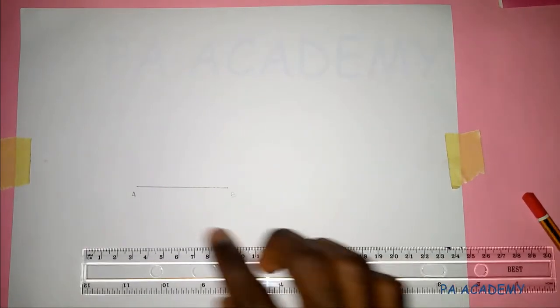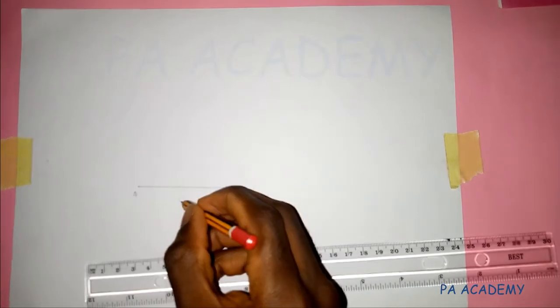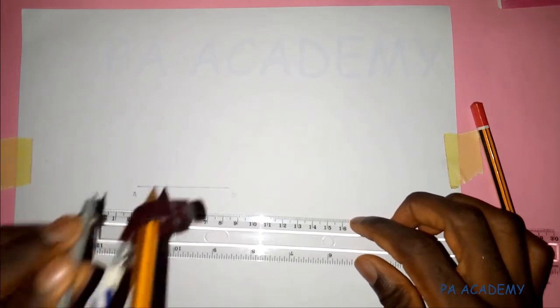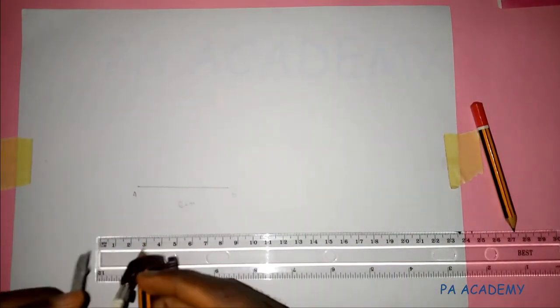So the next thing we are going to do is to bisect the line. And when we mean bisect, that means to divide it into half, 2 equal parts. So since this is 6 centimeters, what I can do is I'll pick my ruler and my compass, and I'll measure my compass also to be at 6 centimeters.